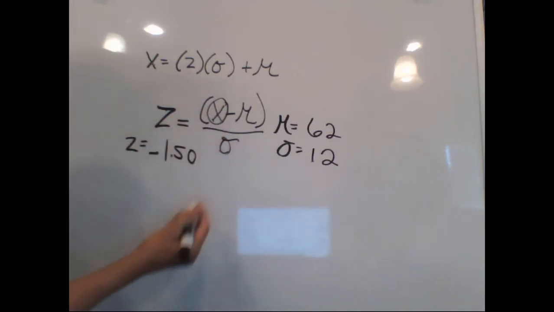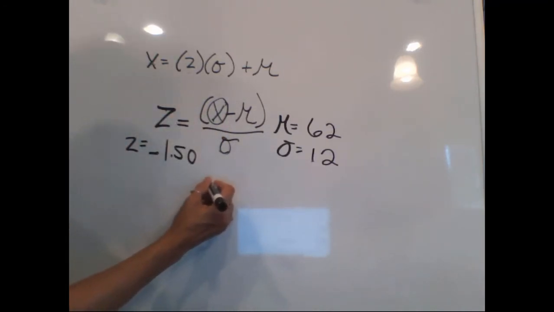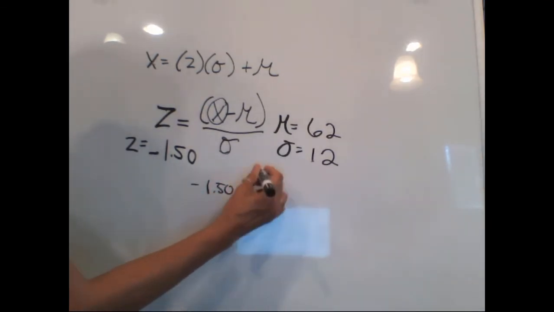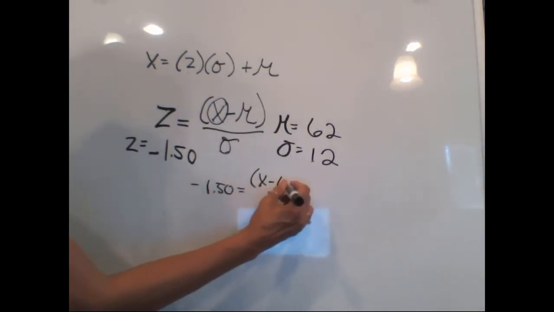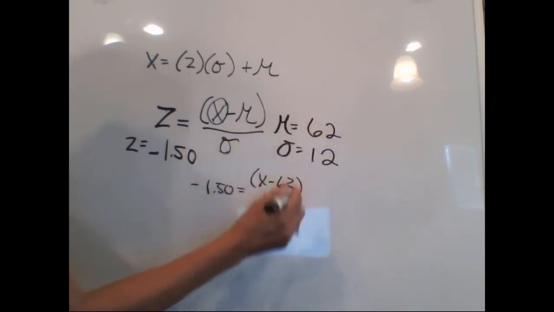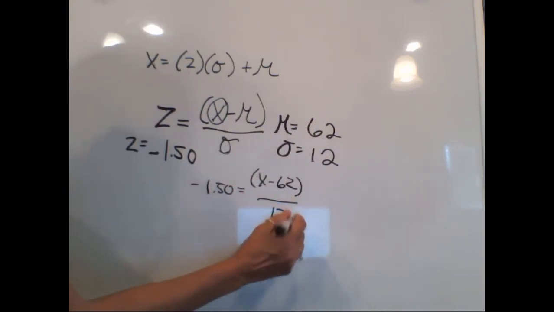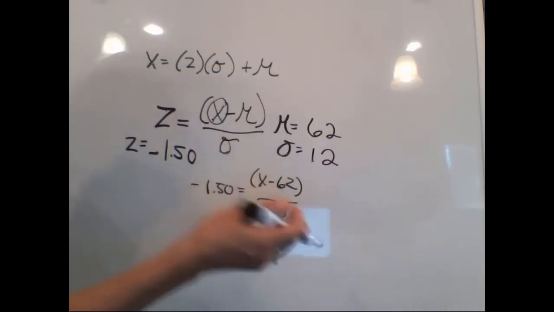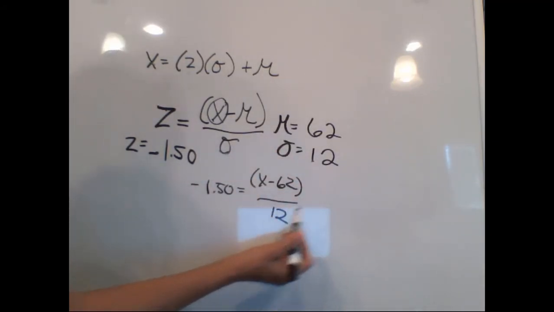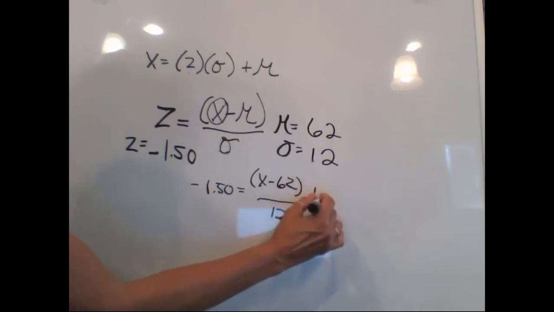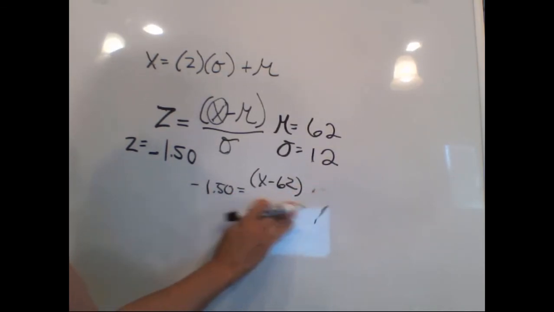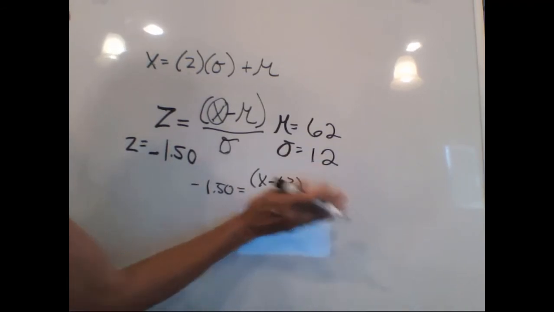We don't know it. So I'm going to plug in what I do know. I do know that z is negative 1.50, and that is going to be equal to whatever score it is, minus 62, the mean, divided by the standard deviation. So we have to do, again, the same thing we did before. We need to get x by itself. So I'm going to multiply this side by 12 over 1, and that basically cancels it out. And what I do to this side, I have to do to this side.